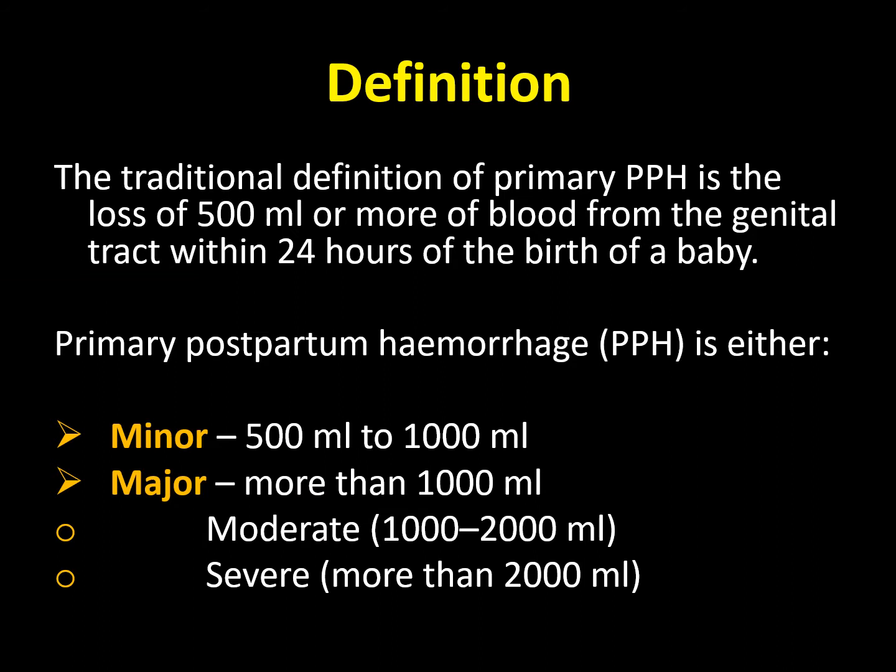Postpartum hemorrhage: the traditional definition of primary postpartum hemorrhage is the loss of 500 ml or more of blood from the genital tract within 24 hours of the birth of a baby. This can be either minor, when the blood loss is 500 to 1000 ml, or major when it's more than 1 liter. Major can be divided into moderate and severe. Moderate is 1 to 2 liters, and if it is more than 2 liters, this is severe postpartum hemorrhage.